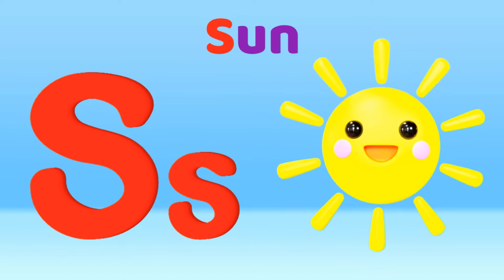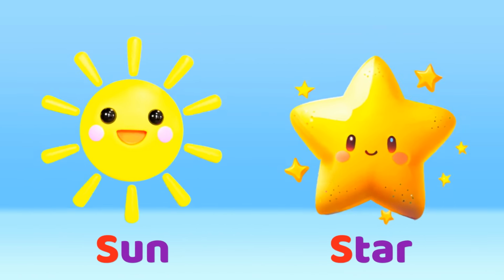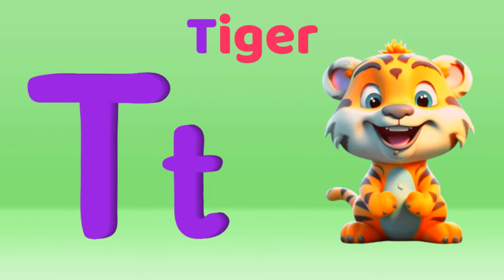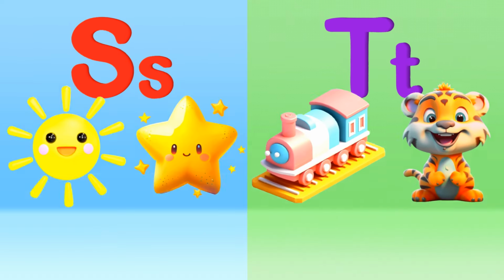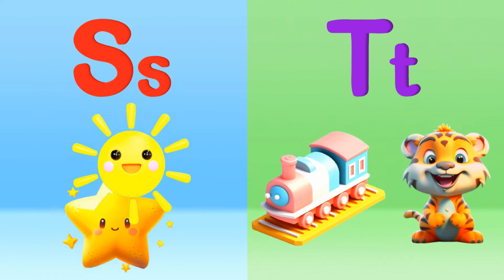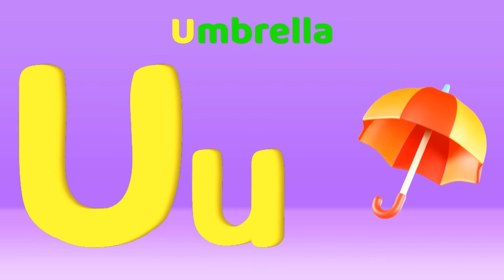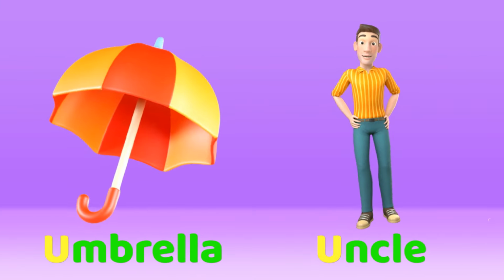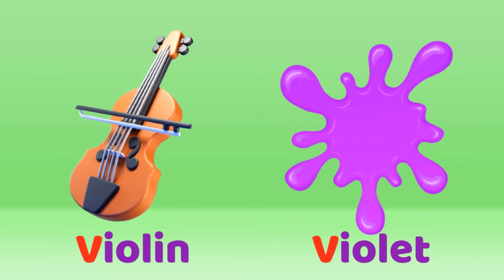S for sun, S for star, S, S, S. T for train, T for tiger, T, T, T. U for umbrella, U for uncle. V for violin, V for violet, V, V, V.